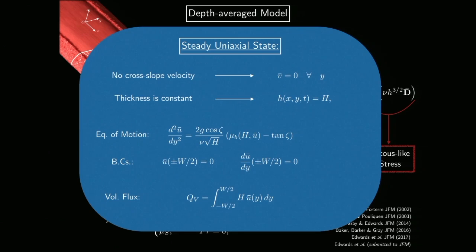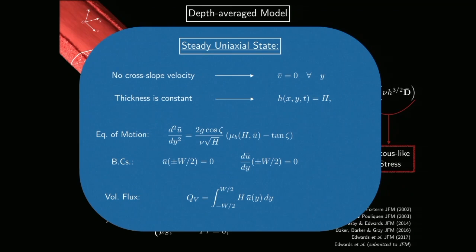What do we have if we seek steady uniaxial solutions? First, in the steady state, we don't have transverse or cross-slope velocity, V is 0. The thickness inside the moving channel is constant, which we call big H. And the equation of motion reduces to a balance between viscous stresses, friction, and gravity. Here is the point where the viscous stress is crucial, because if you don't have this term, the balance is just between friction and gravity, and instead of one single solution, you have a family of solutions, and you cannot determine the real state.